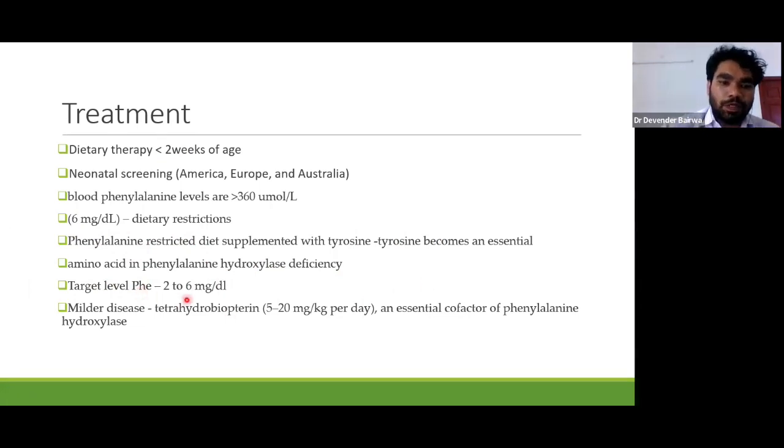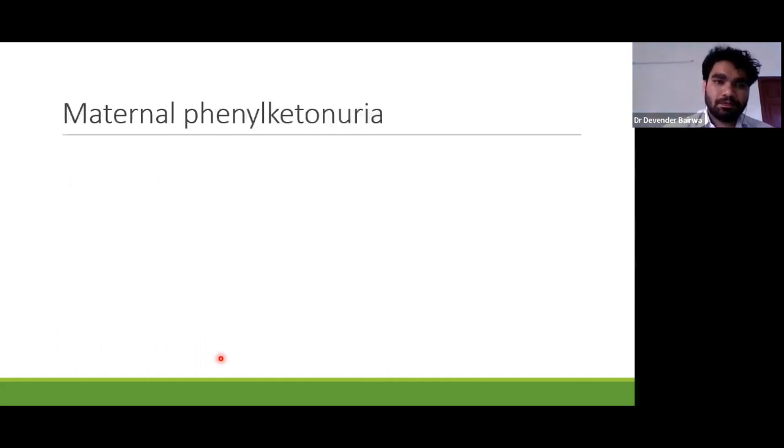The target level that we want to keep is 2 to 6 milligram per deciliter. And in cases of milder disease, tetrahydrobiopterin can be given. It actually works as a cofactor for phenylalanine hydroxylase. In case of leaky defects, if you provide tetrahydrobiopterin in doses of 5 to 20 milligram per kg per day, then it can increase the enzymatic activity of phenylalanine hydroxylase and lead to some resolution of the deficiency.